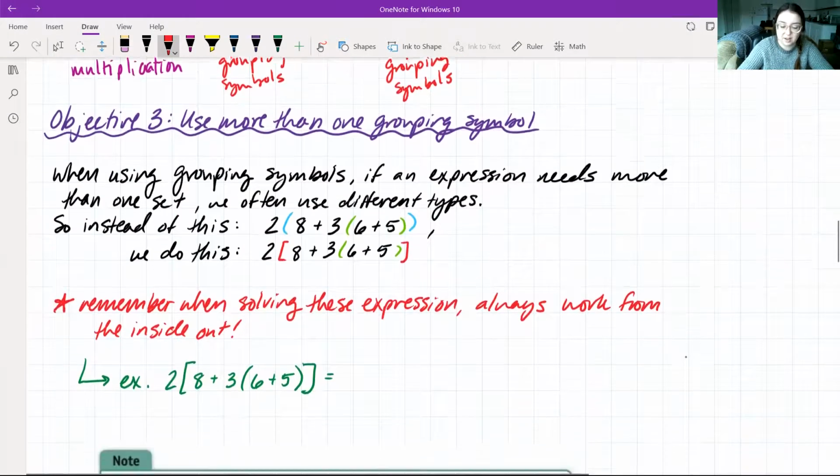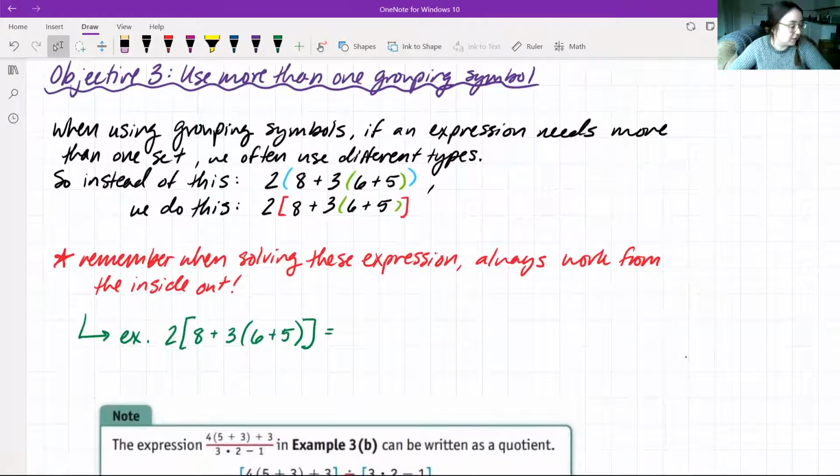All right, on to objective 3. Objective 3, we want to use more than one grouping symbol. So now we're using multiple grouping symbols. So when we're using grouping symbols, if an expression needs more than one set, we often use different types of grouping symbols. So instead of having 2 with parentheses around 8 plus 3 with parentheses around 6 plus 5, we're going to use different types of grouping symbols. So instead of using multiple parentheses, we're going to use parentheses and brackets. So instead, we're going to have 2 with brackets of 8 plus 3 times parentheses 6 plus 5.